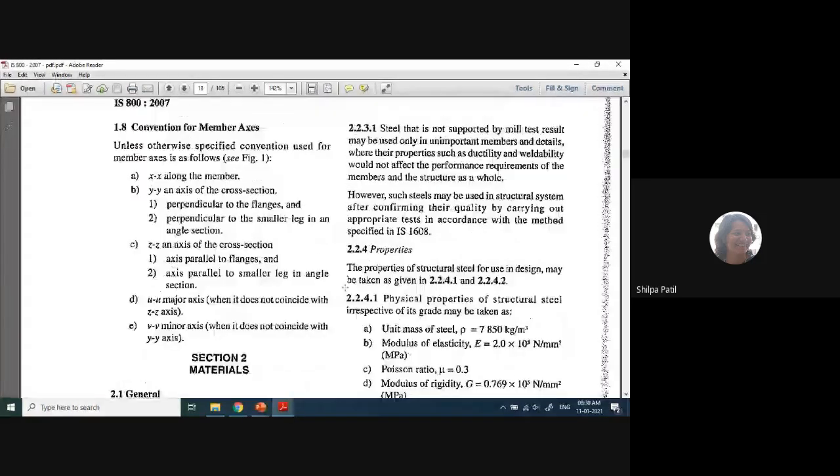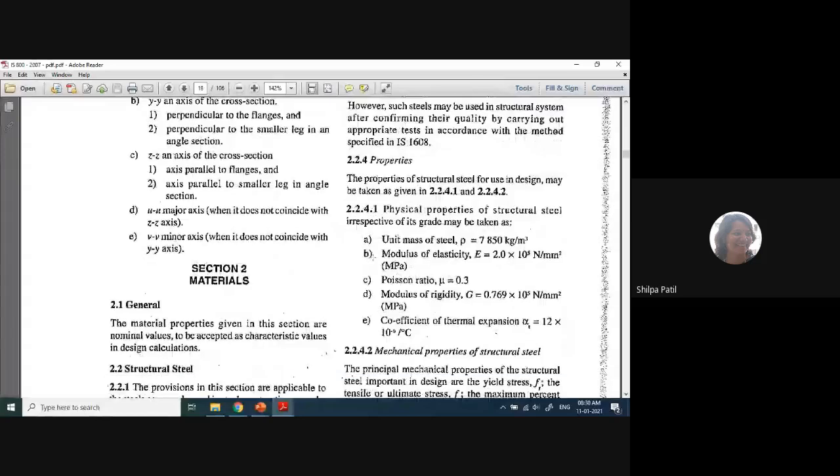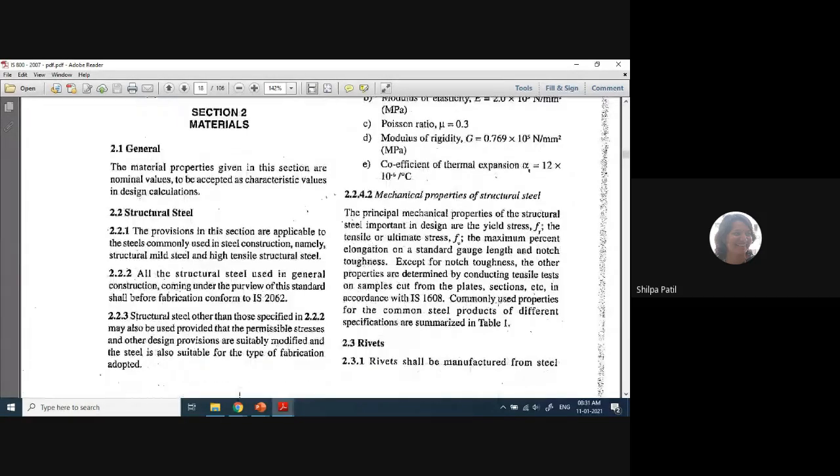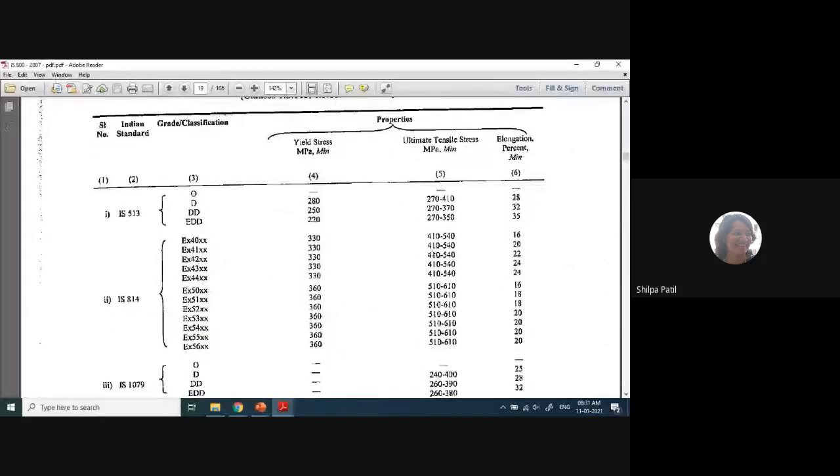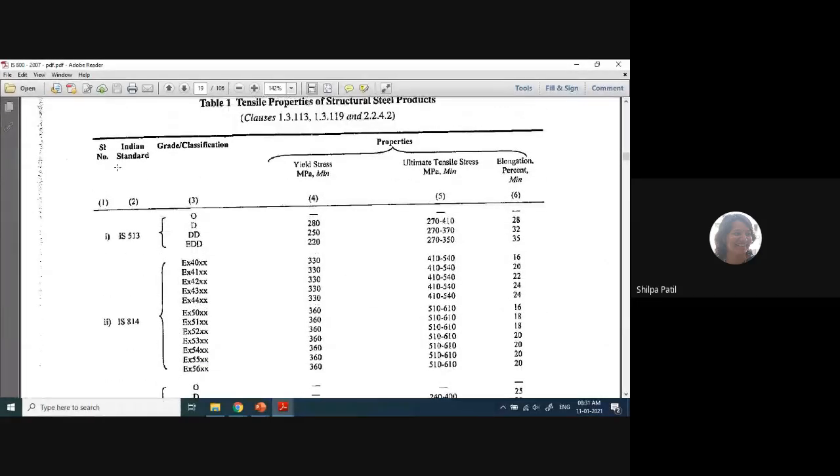Then the various properties are also given here. Whatever I have shown you just now, the physical properties and some of the mechanical properties, their values are given over here. So you have to refer to the values directly from the code. If mechanical properties are also there, then see, this is the table which gives the various codes and the steel corresponding to that code and their properties. So the grade of the steel, the yield strain, the ultimate strain, the percentage elongation, everything is given for different steels conforming to different codes.